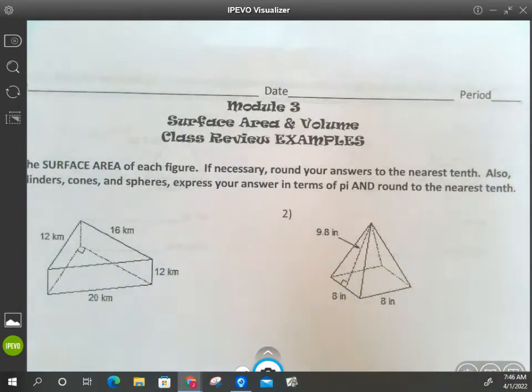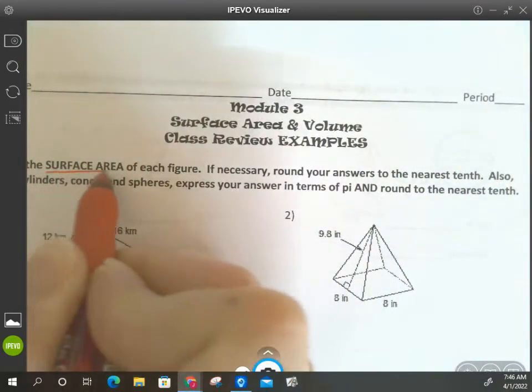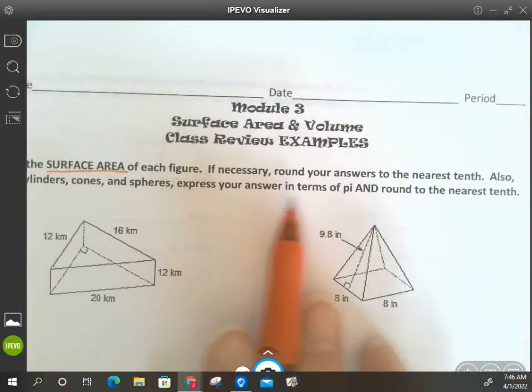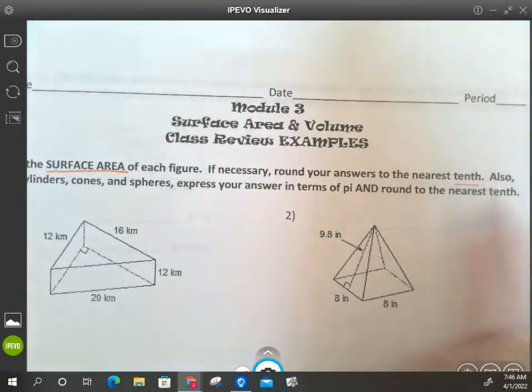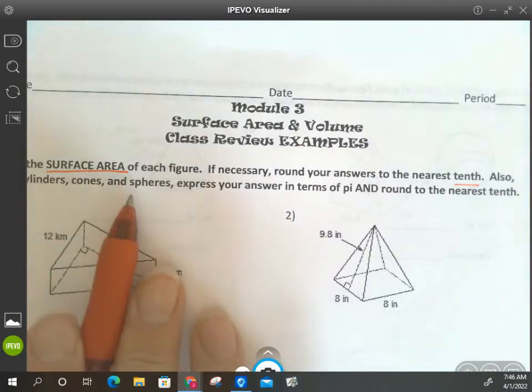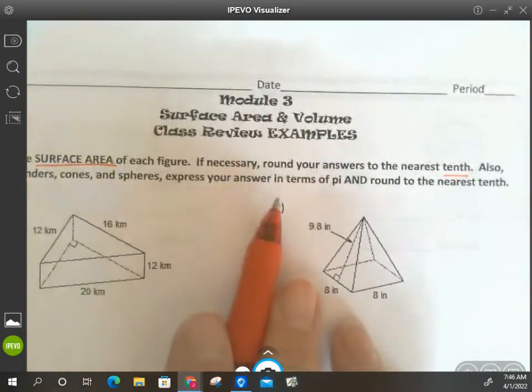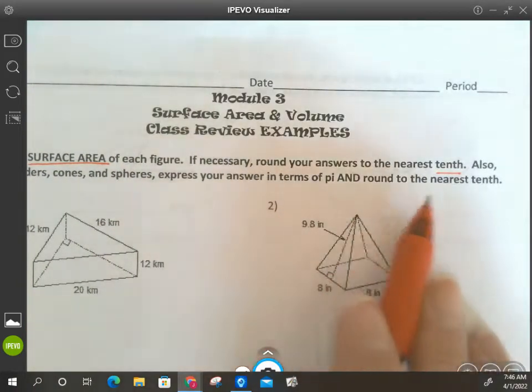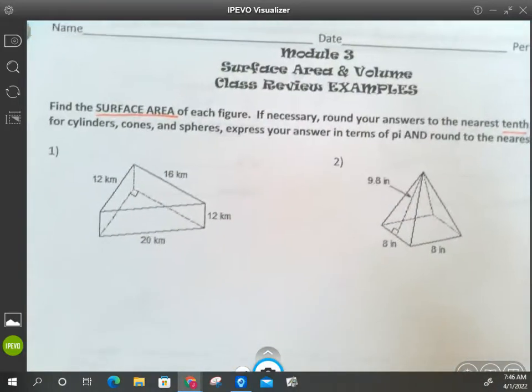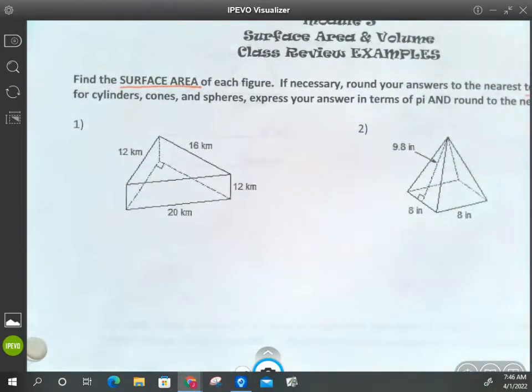Now, if you take a minute and read the directions, the first part goes back to surface area. If necessary, round to the nearest tenth. Also, for cylinders, cones, and spheres, anything that has pi, we're going to express our answer in terms of pi and to the nearest tenth. Now, I think surface area is a little bit harder.